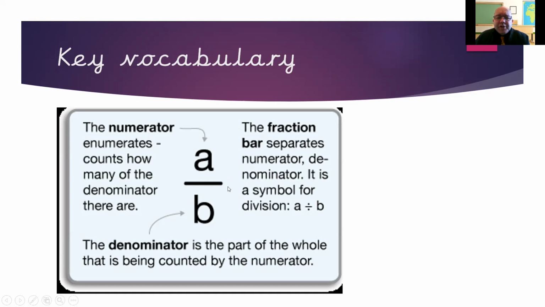Another way to think about a fraction is as a division. Basically, what we're saying here is A divided by B: A split up into B number of pieces. So for now, numerator on top, denominator on bottom, and the fraction bar is the line that splits them up.